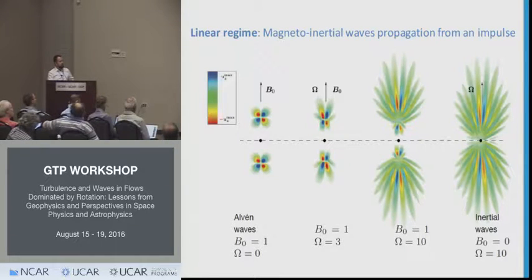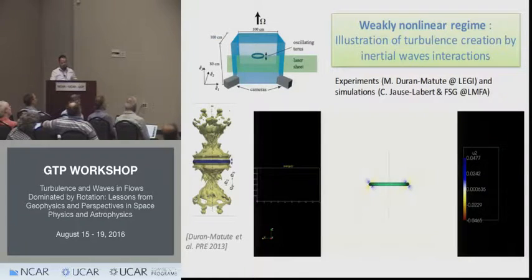And if you have the mixed case in which you have rotation and the magnetic field, then you have the intermediate cases in which you begin to see the specific angular directions of propagation depending on the relative amplitude of the rotation and of the magnetic field here. So these were the basic linear mechanisms in rotating turbulence and magnetic turbulence.